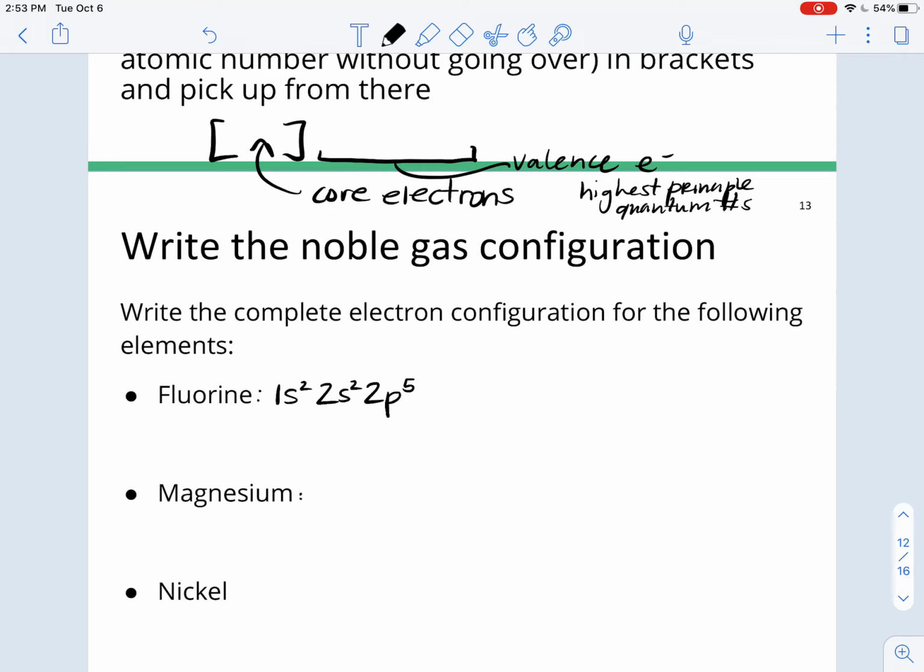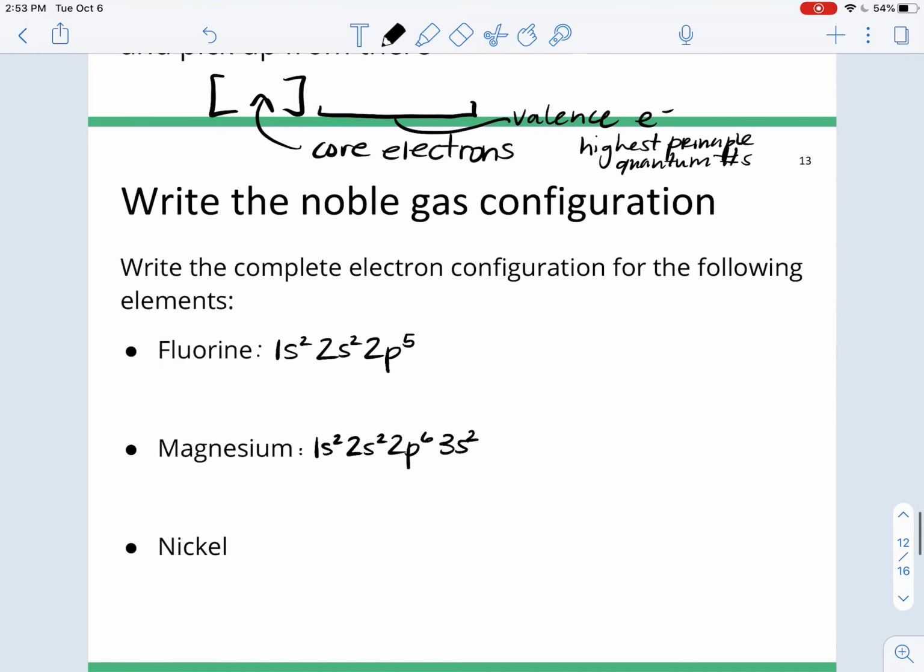Magnesium, and I'm just getting this from the previous slides, writing out the configuration: 1s2, 2s2, 2p6, 3s2. And then nickel: 1s2, 2s2, 2p6, 3s2, 3p6, 4s2, 3d, and it was 8. All right, so those are the full ones.